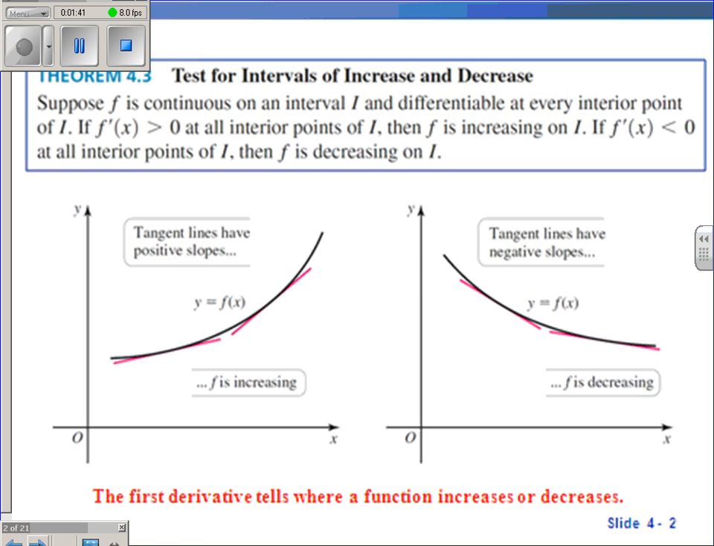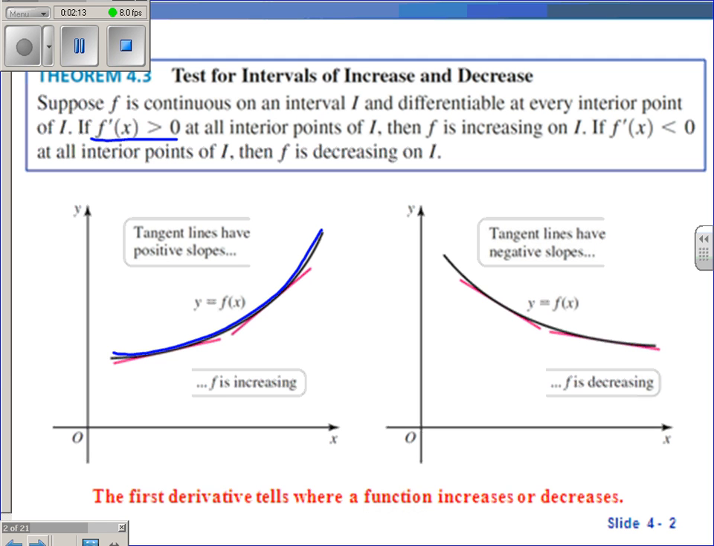Okay, so now, what does a derivative tell us? Suppose you have a function continuous on an interval, and there's a derivative at every point inside that interval. If the derivative is positive for all those interior points, that tells me that the slope of the tangent line at that point is positive. So looking at this graph, I know that function's increasing. Going from left to right, the y values are rising. The y values are getting larger.